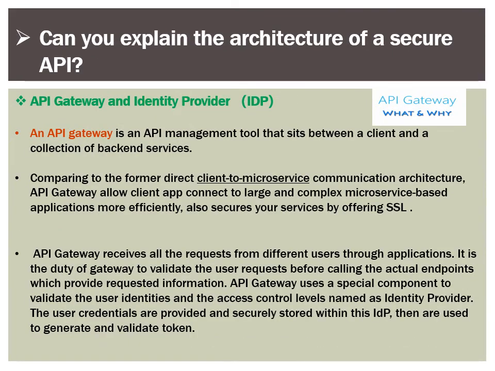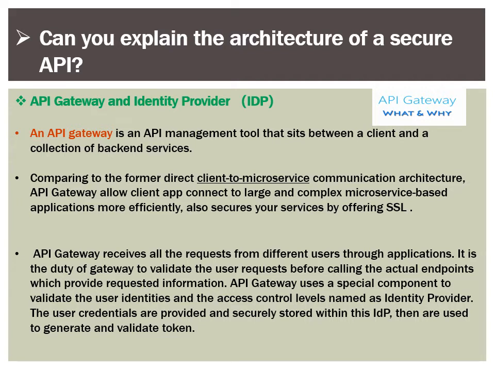An API gateway is an API management tool that sits between a client and a collection of back-end services. It receives all the requests from different users through the application. The duty of the gateway is to validate the user request before calling the actual endpoints, with a special component called Identity Provider (IDP).